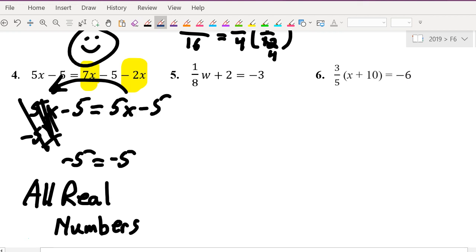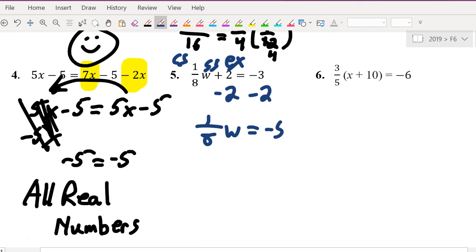Okay, what kind of problem is this, number 5? Very good. Superstar, costar, extra. All right. Let's get rid of the extra first, right? 1/8W, -5. Okay, now what? Times 8, right? It's the reciprocal.